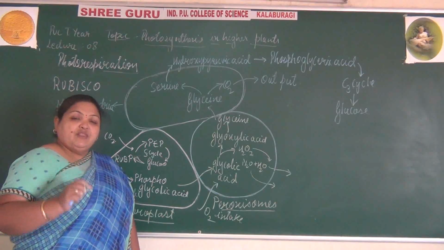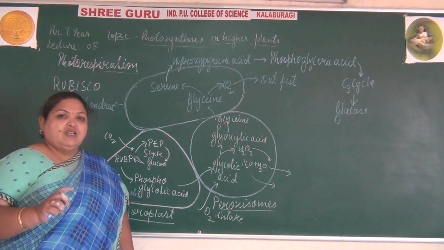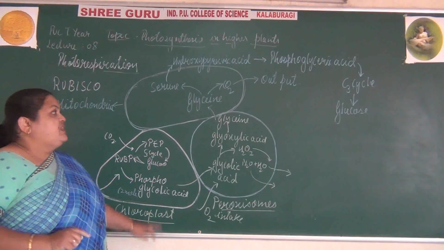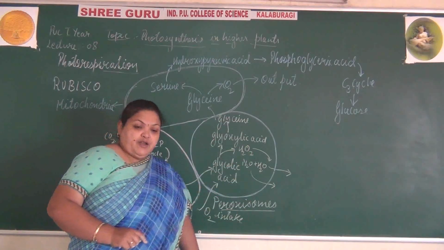Photorespiration occurs with the involvement of 3 organelles in the cell, with the end product as carbon dioxide.